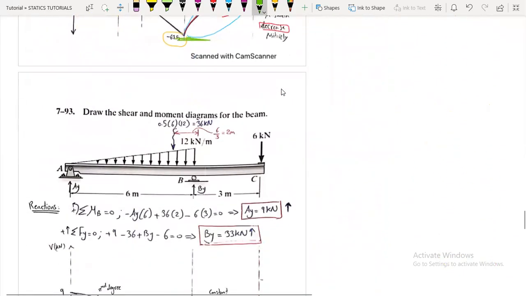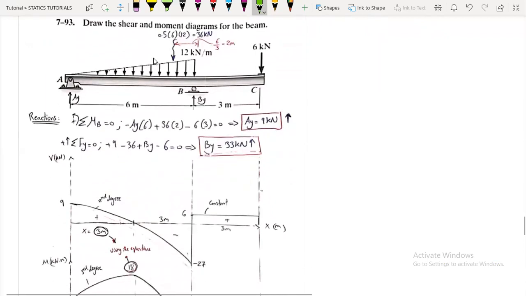Now let's move to the final problem, and here we are going to have a cut. I will tell you why, but first of all, we should find the reaction. So taking the summation of moments about point B, we have minus AY, because it's clockwise, multiplied by the distance, which is 6. Also here, the resultant will be the area, which is half multiplied by 6 multiplied by 12, which is 36, and it will be at a distance from this side of 6 over 3, which is 2 meters. And here it's 6 kilonewtons.